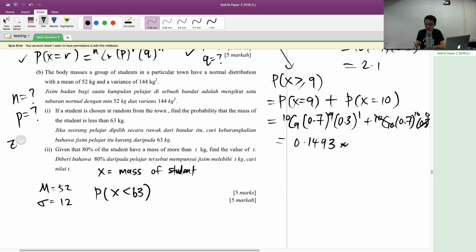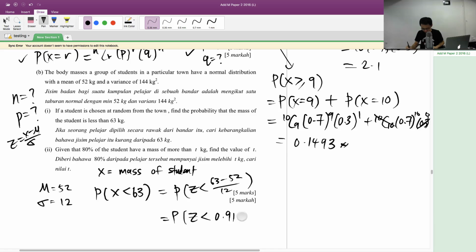So you should use this one, z equals x minus mean over standard deviation. I will change to z in order to use the table later. So z will be 63 minus mean. My mean is 52, my standard deviation is 12. So I get 63 minus 52 divided by 12, so z is less than 0.9167. I'm not sure whether you can find so many decimals; I remember it's only 3 decimals.